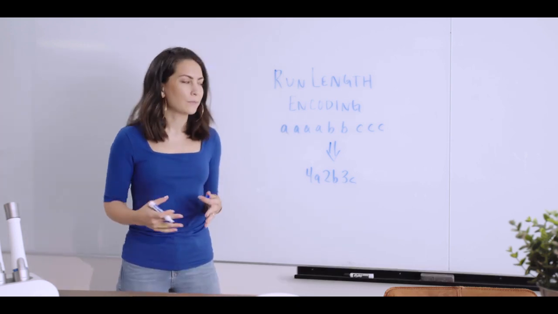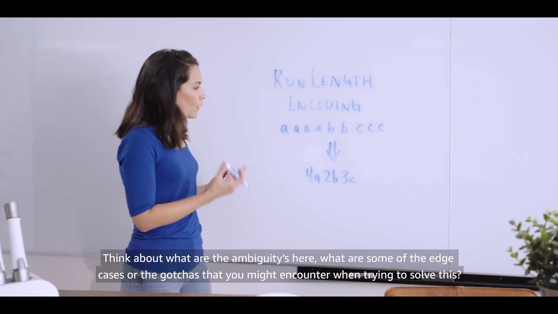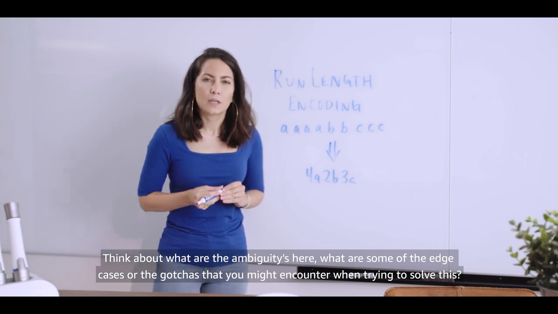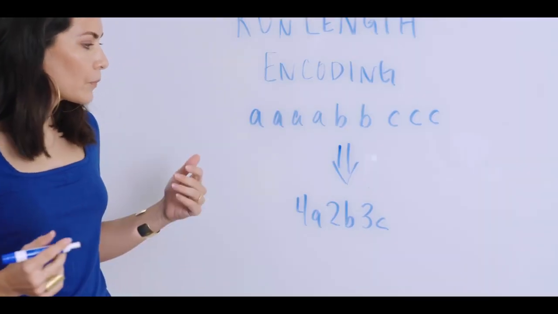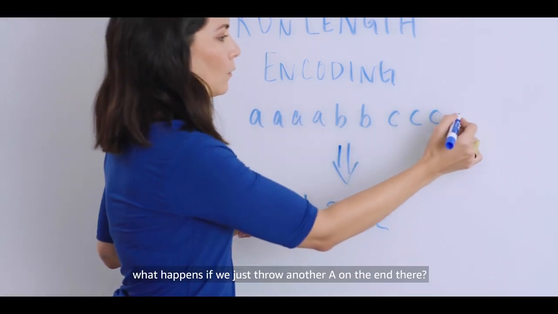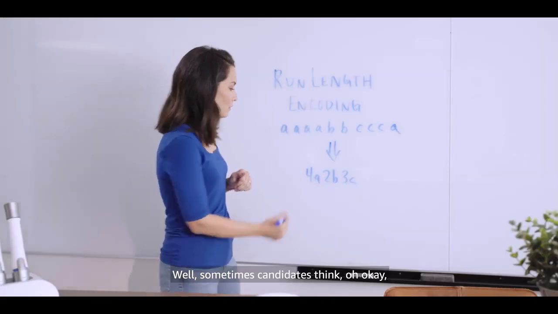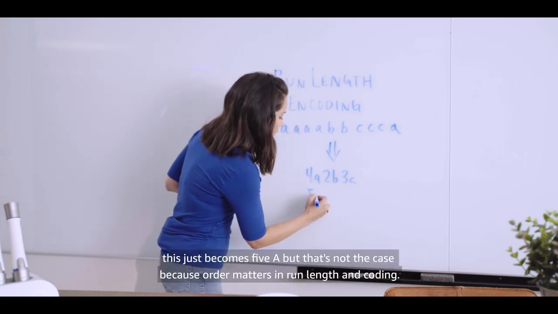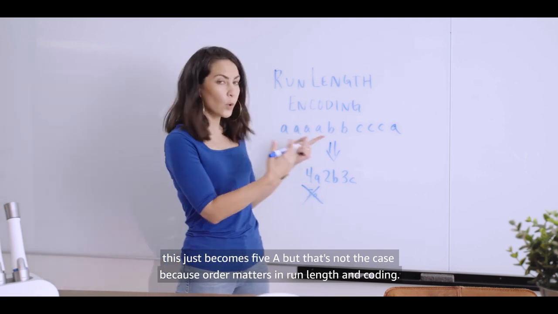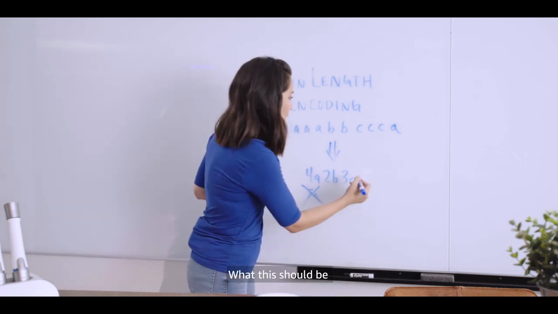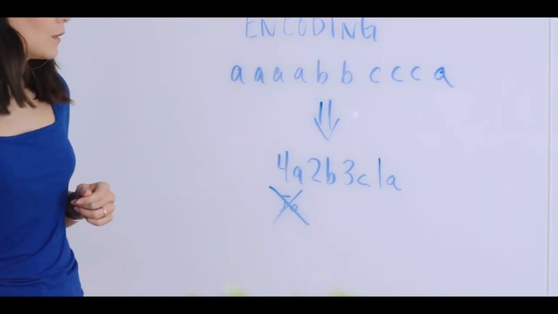So to write a function that's going to do this compression, we've got to do a few things first. Don't just jump into the problem. Think about, what are the ambiguities here? What are some of the edge cases or the gotchas that you might encounter when trying to solve this? For example, what happens if we just throw another A on the end there? Well, sometimes candidates think, oh, okay, this just becomes 5A. But that's not the case. Because order matters in run length encoding, what this should be is 1A.